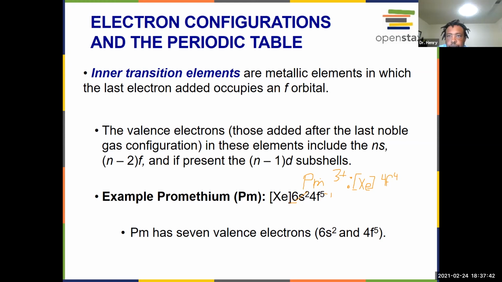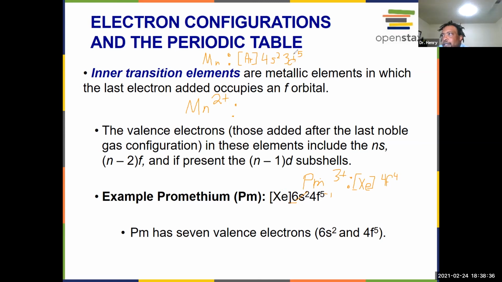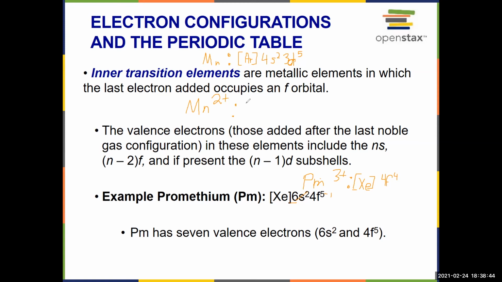So let's see. Let's say we have, let's do manganese 2+. Okay, so electron configuration for manganese. You guys remember? Initially? Anyone? Would it be argon in brackets, and then 4s2, 3d5? Okay, so then manganese 2+. So then you would just have 3d5? No.